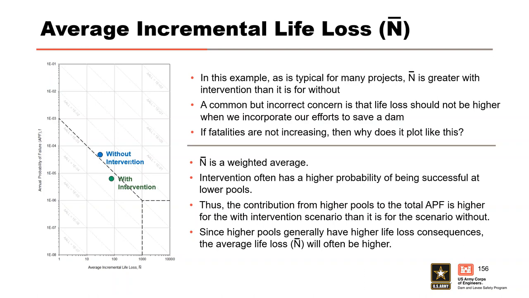The answer is that N bar is a weighted average. Intervention often has a higher probability of being successful at lower stages. Thus, the contribution from the higher stages to the total APF is higher for the with intervention scenario than it is for the scenario without. Since higher stages generally have higher life loss consequences, the average life loss, N bar, will often be a little higher. That covers risk calculations and portrayal. I'll now turn it back over to Adam Goes, who will cover risk reduction evaluation.